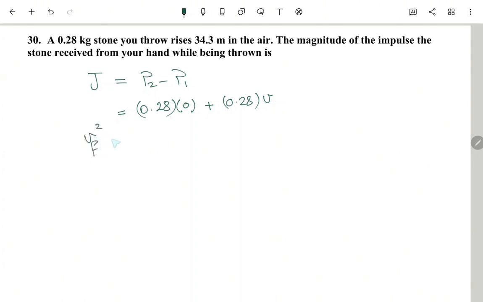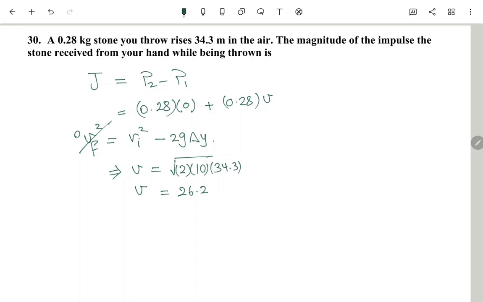So V final squared equals the initial squared minus 2g delta y. Now at the maximum height, this will be 0. So V will be equal to the square root of 2 times 10 times 34.3. And V will be equal to 26.2 meters per second. Impulse, after all, will be equal to 0.28 times 26.2, and this one here is 0 because it's multiplied by 0. So it's equal to 7.3 Newton seconds, or kilogram meter per second.